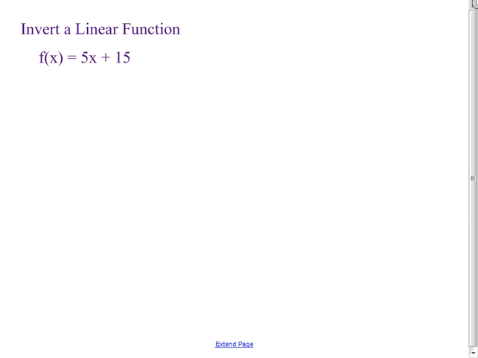So we are going to invert this linear function. First thing I'm going to do is, instead of seeing the f of x, I'm going to write this as y equals, because if you remember, f of x is just your dependent variable, which is your y. So this is the exact same thing. I haven't changed anything. Now, before I actually go through and start looking at the inverse, I'm going to graph this.